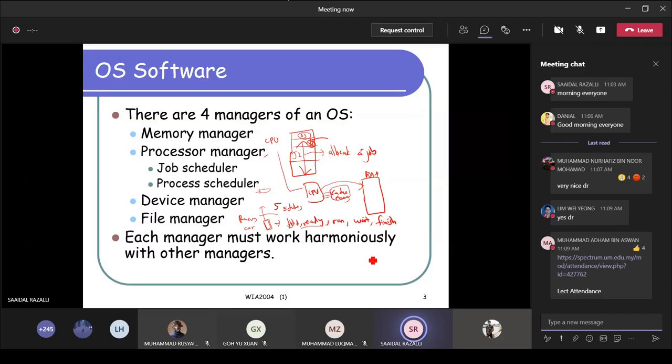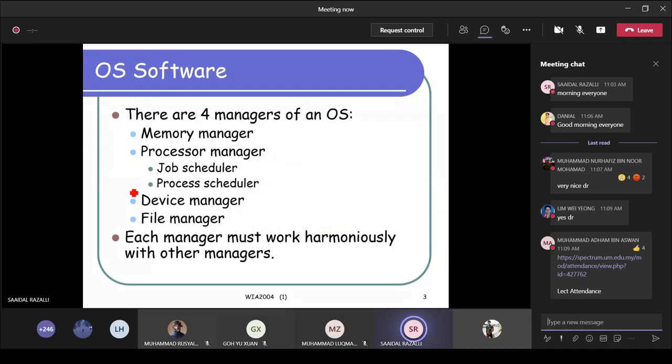So in the processor manager, you have two schedulers. One is a job scheduler and one is a process scheduler. A job is a big thing. Sorry, this is a job. You have process one, process two, and process three.